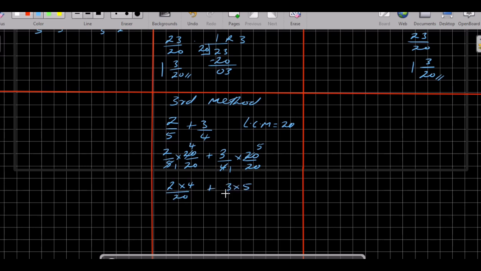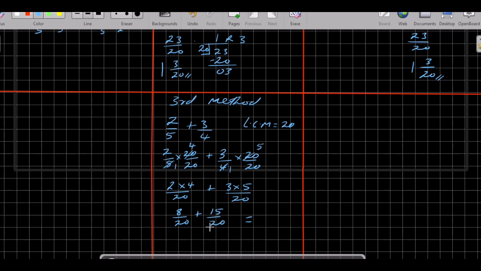Now 2 times 4, that will give us what? 8 over 20 plus 3 times 5, that will give me 15 over 20. Now that the denominators are the same, you will recall our knowledge on addition of fraction with like denominator. You can check out our video on that.